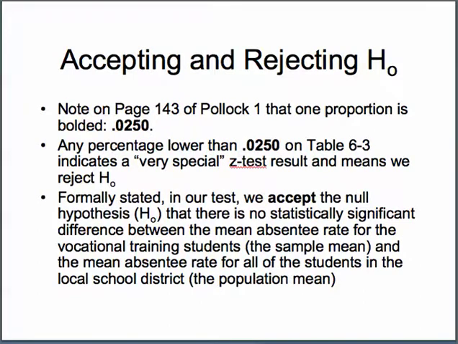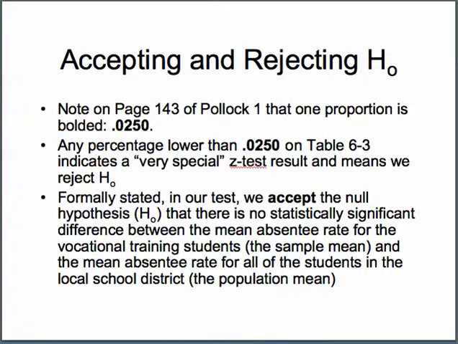To return to the table on page 143, notice that there is one proportion on the table that is in bold type. It is 0.0250. In percentage terms, it is 2.5%. Any percentage that is 2.5% or lower indicates a very special z-test.